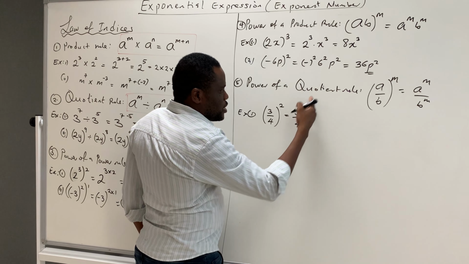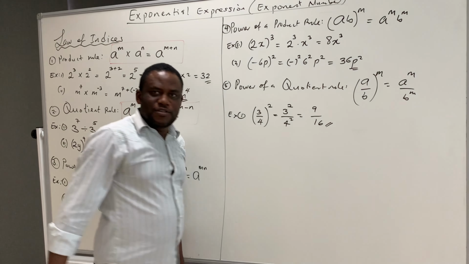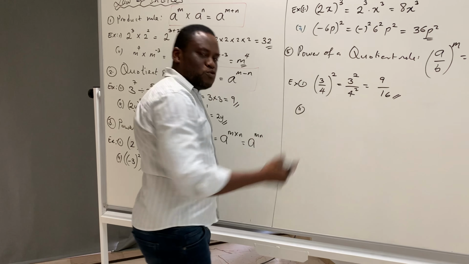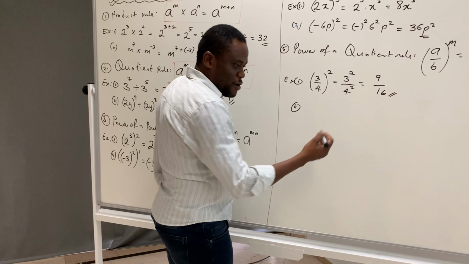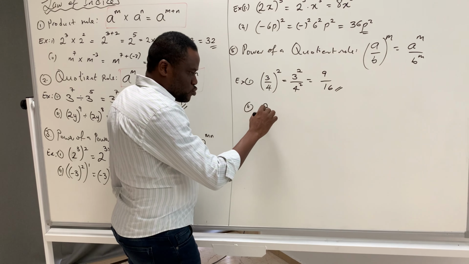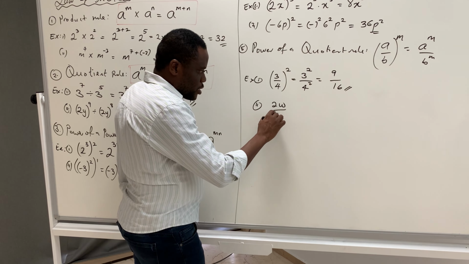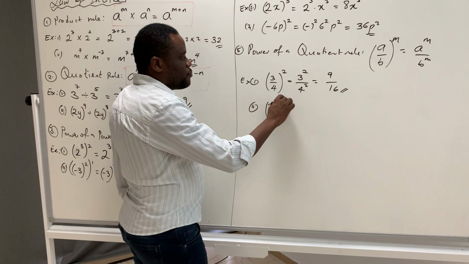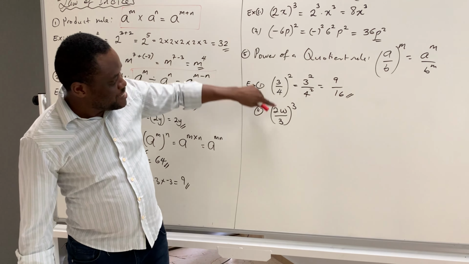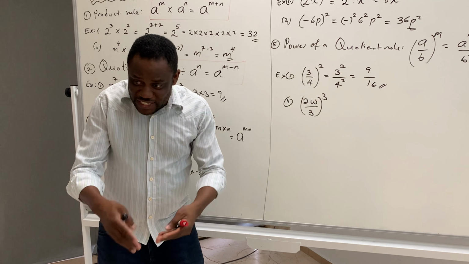3 to the power of 2 is 9. 4 to the power of 2 is 16. Finish. Let's move on. Let's just do another one. Let's say we have (2w divided by 3) to the power of 3. I have put this rule inside this place deliberately, to show that there is connectivity there.